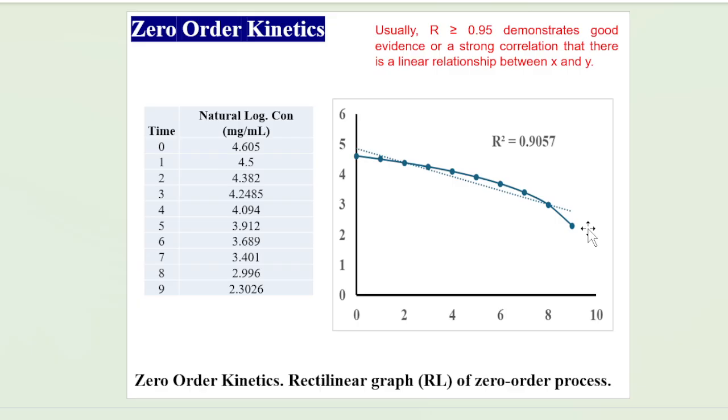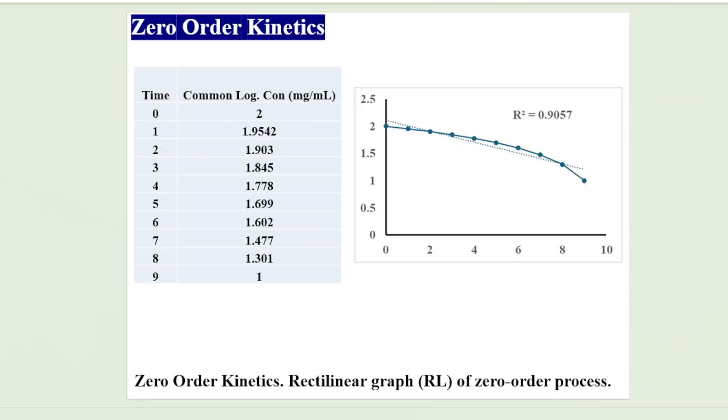So it is not possible to calculate the slope. Similarly, in case of zero order kinetics, if you convert the data into common log and plot the data, you will see that the curve still does not come out straight. r is equal to 0.9057, and again it is less than 0.95. So that's why it cannot be used to calculate the slope. You cannot use it.